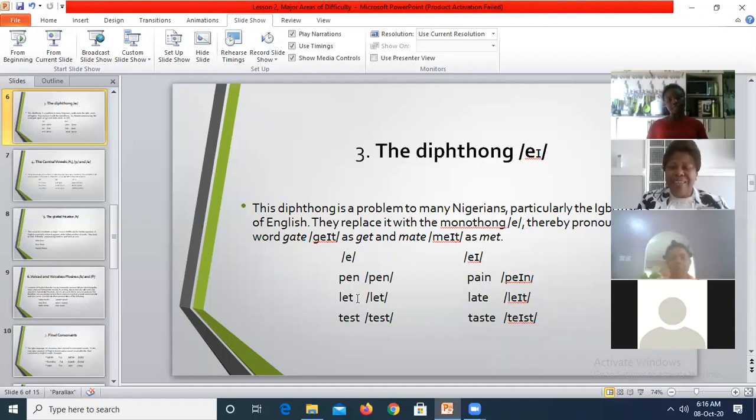Let. Let. Lay. Chinon, so we have left pain. We are now talking about let. Say after me again. Let. Let. Again. Late. Late. Very good.